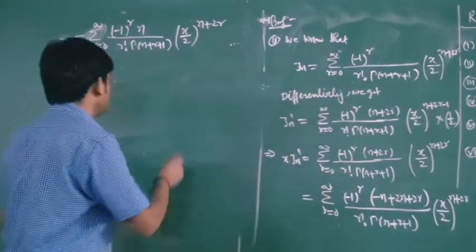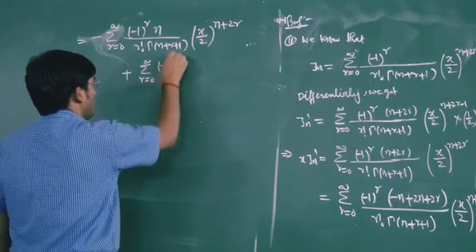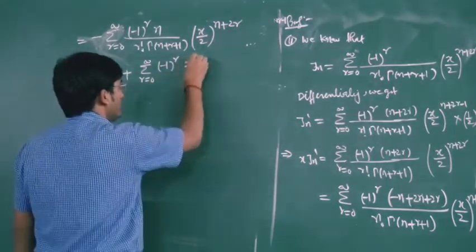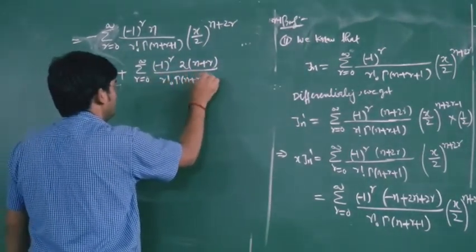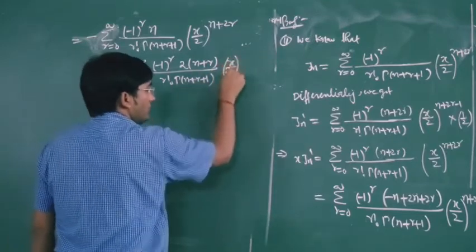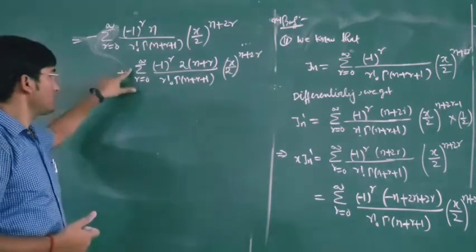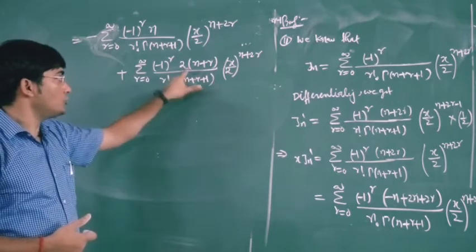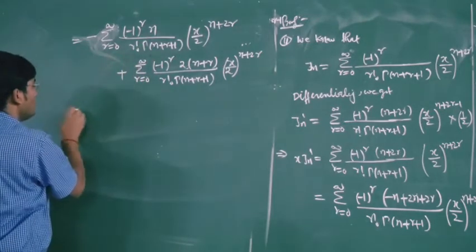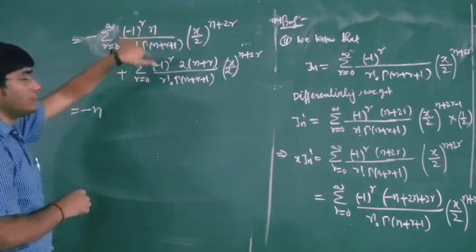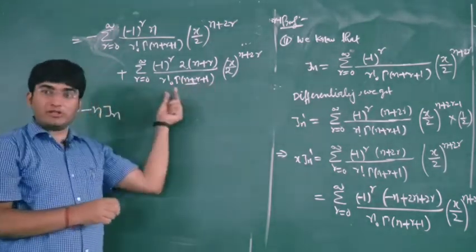Then the second term will be the sum r equal to 0 to infinity, minus 1 to power r. Then we will have 2n plus 2r. So if we take 2 outside, then we will have factorial r, gamma n plus r plus 1, x upon 2 power n plus 2r. Now again multiply this expression by x and divide by x. So here we will have 2 upon x, and this 2 upon x can be written in the power as minus 1. Now the first term, if you take this n outside, then this bracket is Jn. So we have Jn. Now gamma n plus 1 can be written as n gamma n.